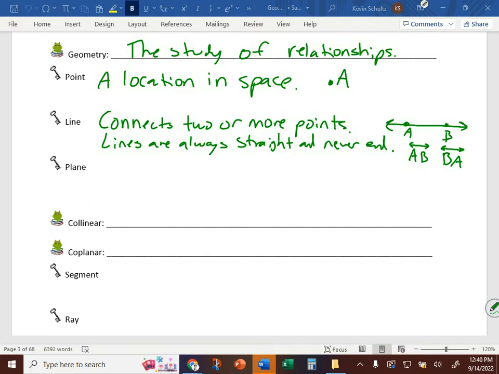Or you can label the line itself with a lowercase letter, kind of near one of the arrows. And you could call this line R. Right? So 3 ways to identify that. Line AB, line BA, or line R. Notice the use of a lowercase versus capital. A capital letter is for a point. A lowercase letter is for the line itself, the whole thing.